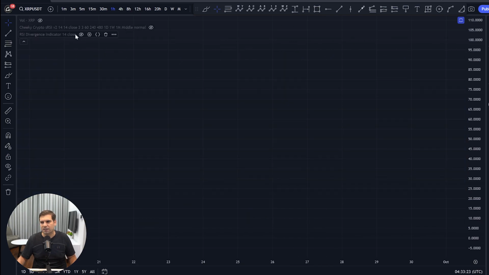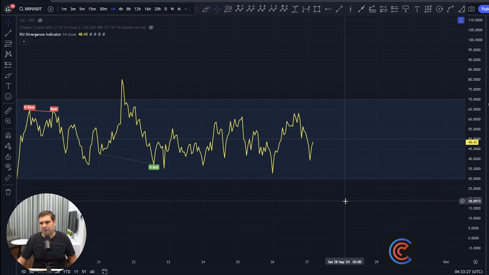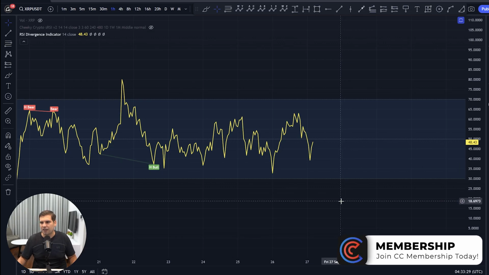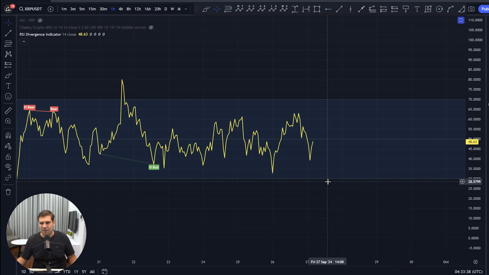If we turn the stochastic RSI off and bring on the relative strength index, you can see that we're moving up towards the 50 level on the RSI. Anything lower than 50 is bearish. We're currently sat at 48.43, but I do think we're on a path of getting back above 50, indicating we might see that next run towards the 61.49 cents.